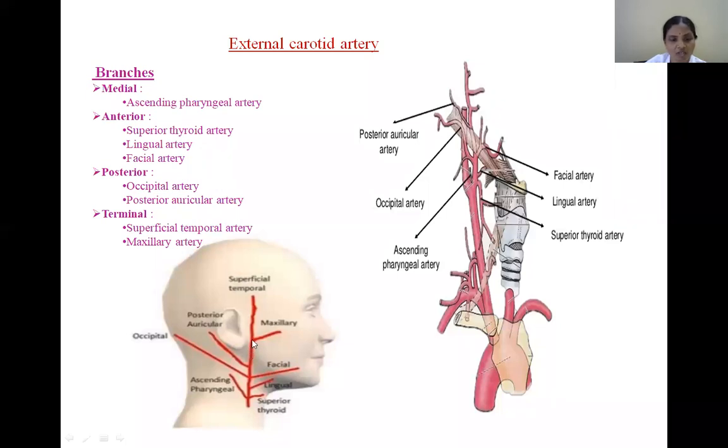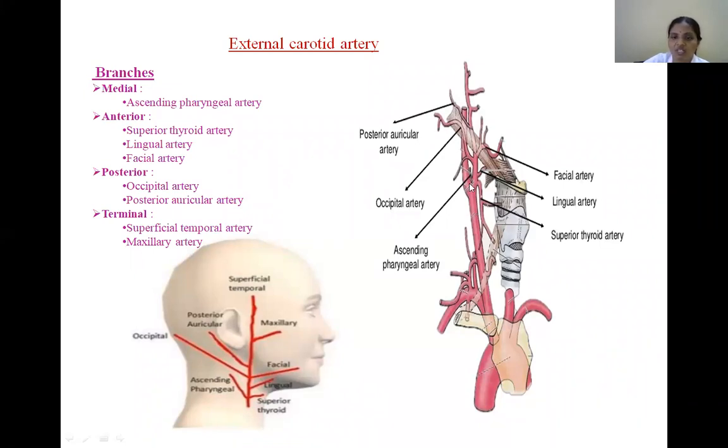So just before terminating, means pre-terminating branch, just before terminating and below the ear, there is one more branch from the posterior aspect of the artery, that is posterior auricular artery. So these are 8 branches which take origin from the external carotid artery.